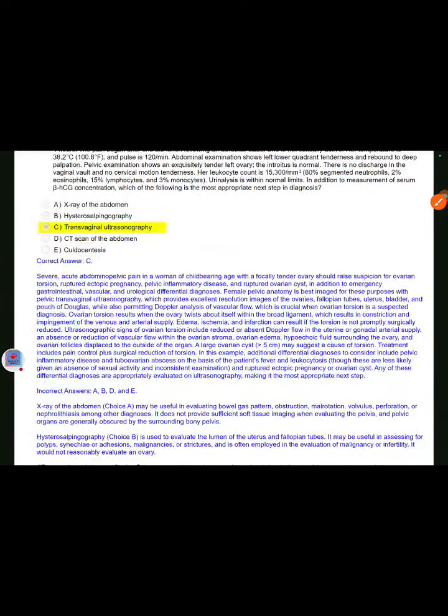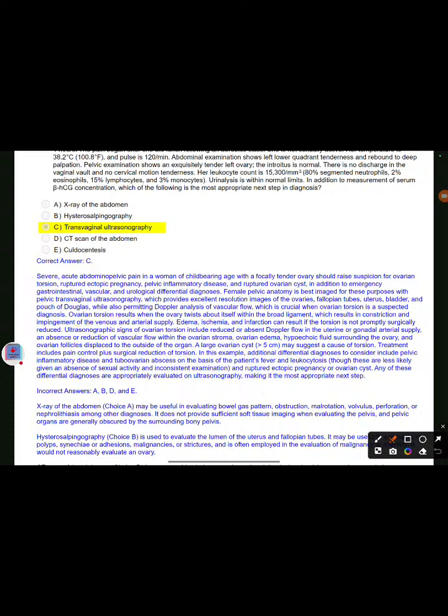Ovarian torsion can be diagnosed this way. Severe acute abdominopelvic pain in a woman of childbearing age with a locally tender ovary should raise suspicion for ovarian torsion, ruptured ectopic pregnancy, pelvic inflammatory disease, and ruptured ovarian cyst, in addition to emergency gastrointestinal, vascular, and urological differential diagnoses. Female pelvic anatomy is best imaged with pelvic ultrasonography, which provides high-resolution images of the ovaries, fallopian tubes, uterus, bladder, and pouch of Douglas, while also permitting Doppler analysis of vascular flow, which is crucial when ovarian torsion is suspected.